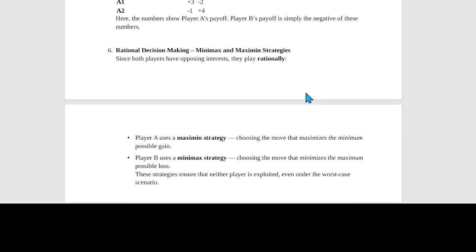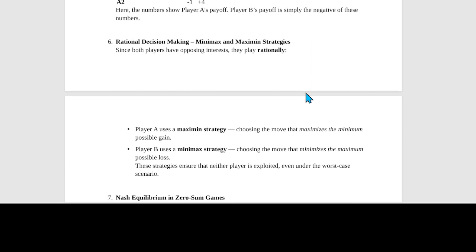Okay, now what is the next point about? The next point is about rational decision making, minimax and maximin strategies. Now, what does this mean? So each player is going to think what?